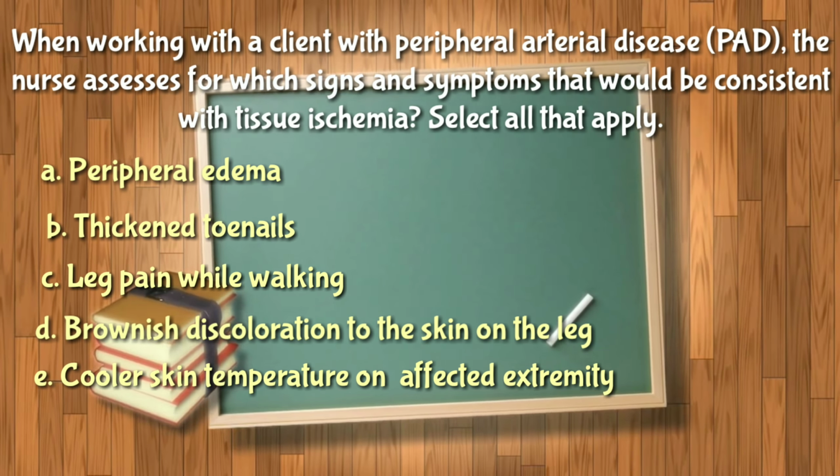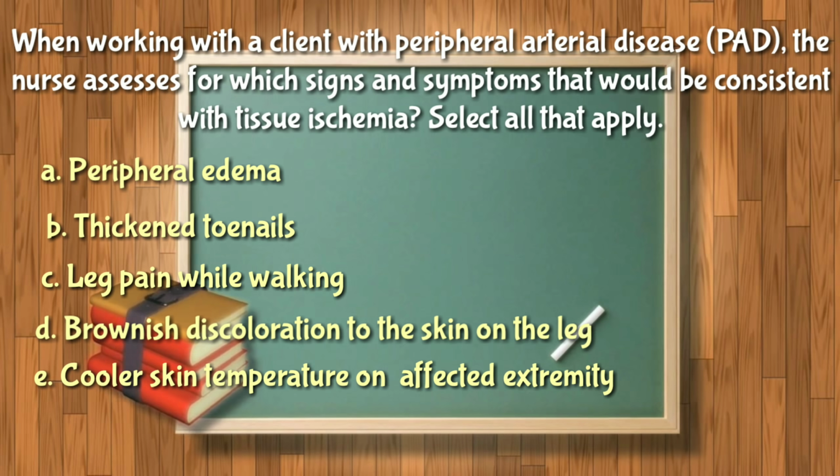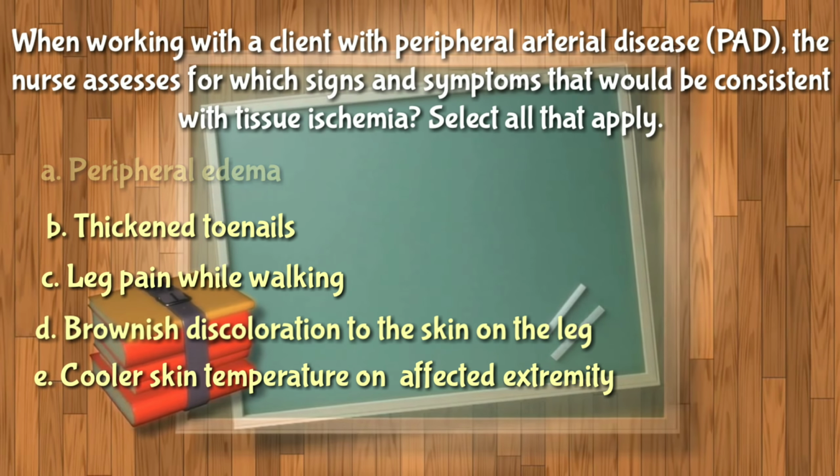So let's start with letter A, the peripheral edema. If you included peripheral edema on your choices, you are actually wrong. Why? Because peripheral edema on the affected leg would be consistent with venous disease and not arterial disease. So that's why letter A is not included.